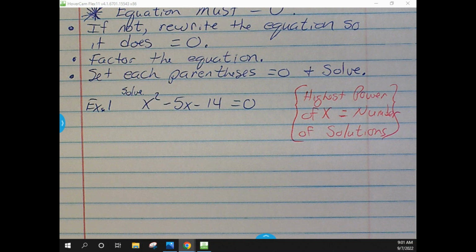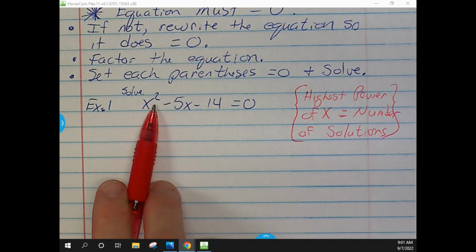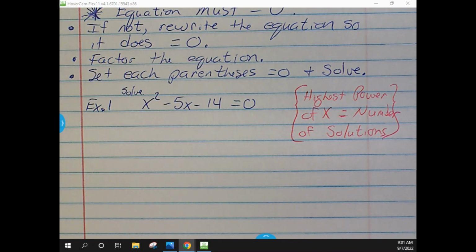Okay. Sometimes I don't know why they wait to talk about this until later on, because it seems obvious here. So in these problems we're going through, if it's x squared, we know we're looking for 2 solutions. If it was x to the third, we're looking for 3 solutions. If it was x to the fourth, we're going to look for 4 solutions. So whatever your highest power of x is, that's how many solutions you're going to look for when you're solving these.